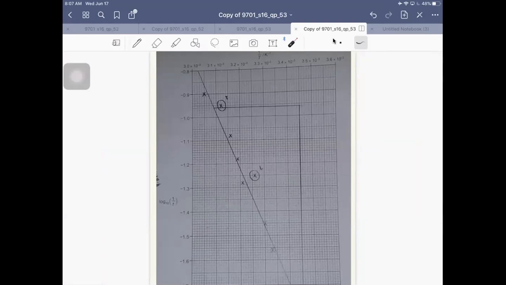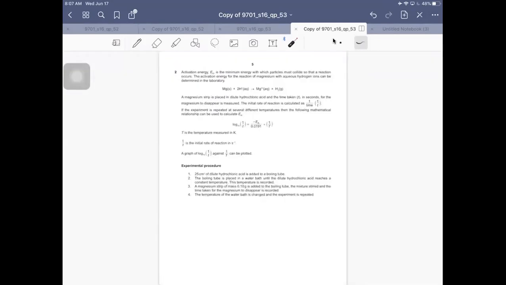Another one is this, where you can see that there are 2 anomalies that lie on the right side of the line. Okay, so there's no right or wrong. It all depends on how you draw your straight line.